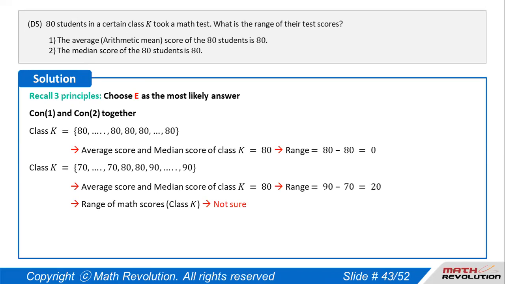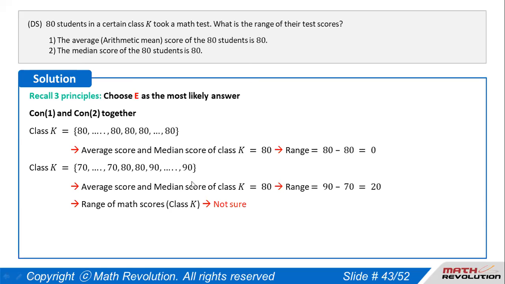Suppose all the students in my class K got 80. My median happens to be 80. My range happens to be 0. But if I make a change to this, if I take some 70s, two 80s, and then the 90s, my range becomes 20 and my median still remains 80. So in this particular case, the average score is 80.